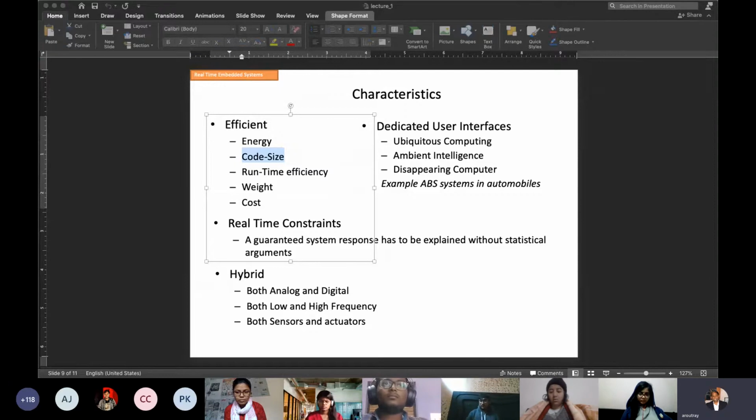Apart from that, the software. So the hardware and software together is known as firmware. Please write down everything. Whatever I am saying is not there in the slide. Okay.